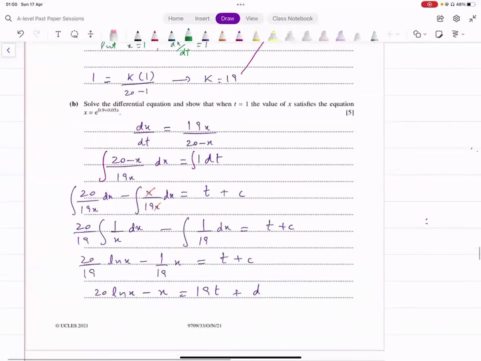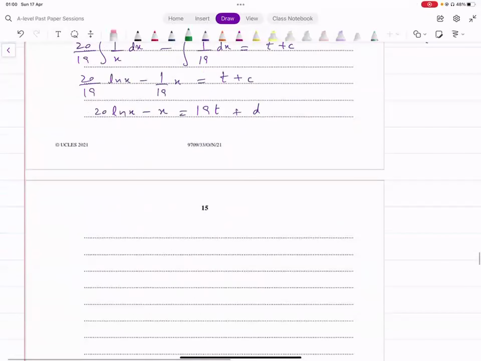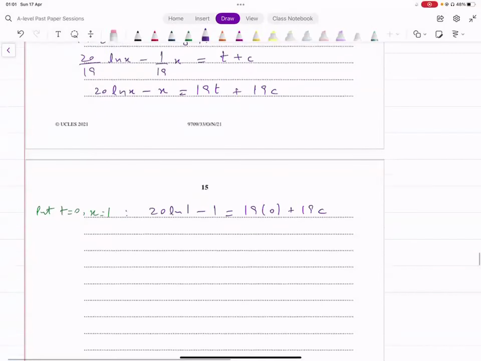अब क्या करना है? अब वो values input कर दें. क्या values input करनी थी? t equals 0 and x equals 1. Let's input them. t equals 0, x equals 1. To keep it that way in case anyone gets confused. 19c हो गया, ये हमारे पास क्या आ गया? 20 ln 1 minus 1 that equals 19 into 0 plus 19 times c.